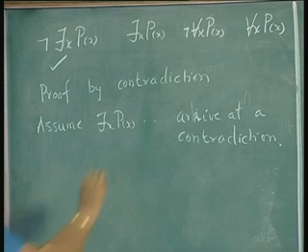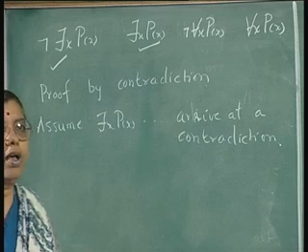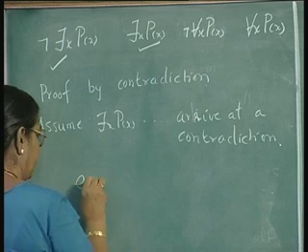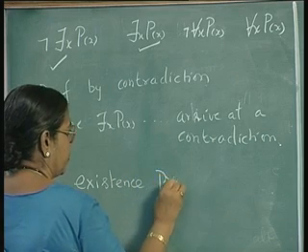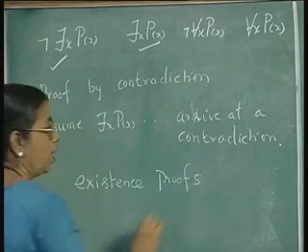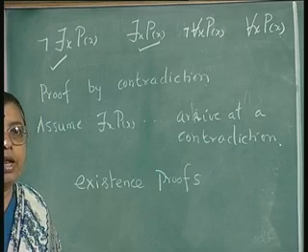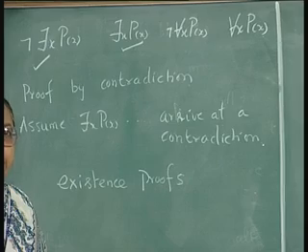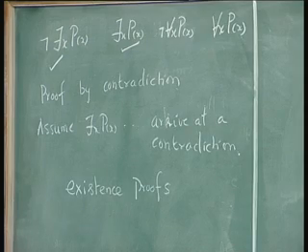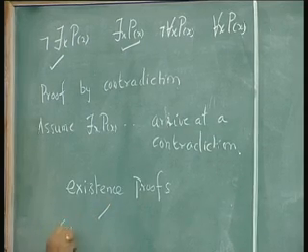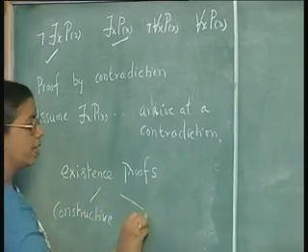Now, if you consider statements of the form there exists x p of x, such proofs are called existence proofs. You show the existence of something. So, they are very famous. Existence proofs are famous in several branches of mathematics like differential equations and so on. Here there are 2 types of proofs: constructive and non-constructive.